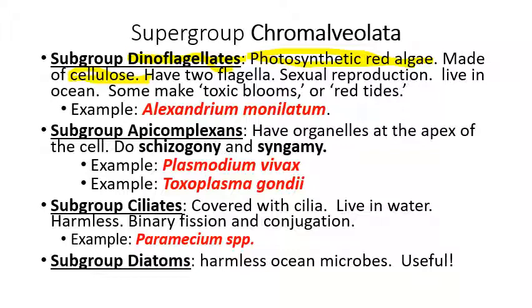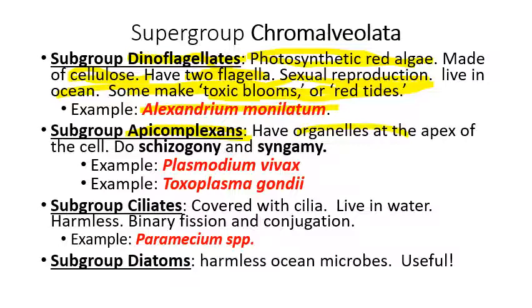They typically have two flagella. They reproduce sexually. They live in the ocean. And occasionally, some of them make toxic blooms, also known as red tides. So the example we're going to learn about is called Alexandrium monilatum.